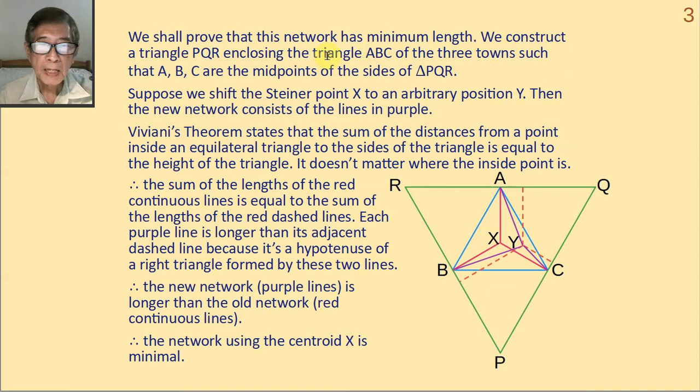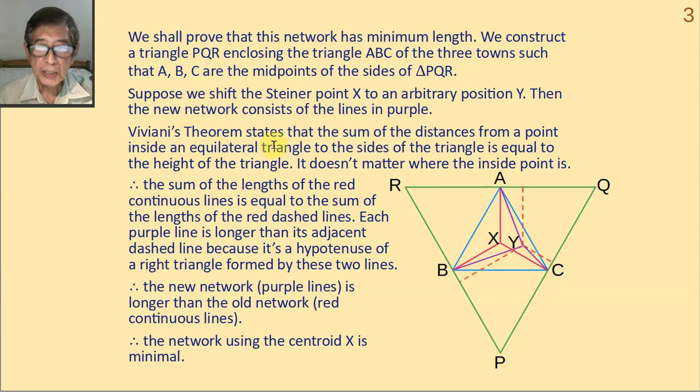We shall prove that this network has minimum length. We construct a triangle PQR enclosing the triangle ABC of the 3 towns such that A, B, and C are the midpoints of triangle PQR. Suppose we shift the Steiner point X to an arbitrary position Y. Then the new network consists of the lines in purple.